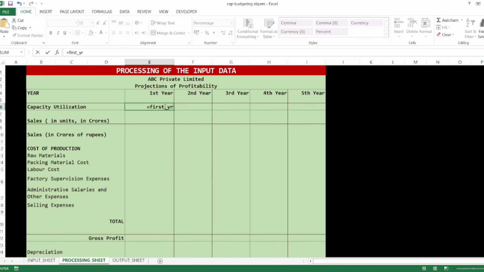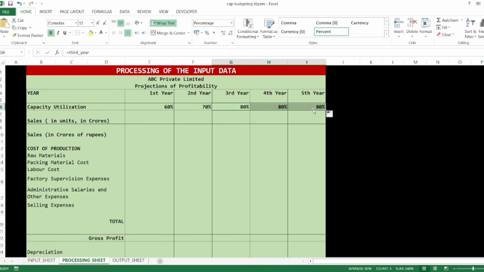Now here you just have to type equals to, like for the first year we have already given the name to our cell, so equals to first year, then tab, and enter. So your answer will come. After third year, for fourth and fifth year it will be same, so I'll be dragging the cell till fifth year to get the answer.